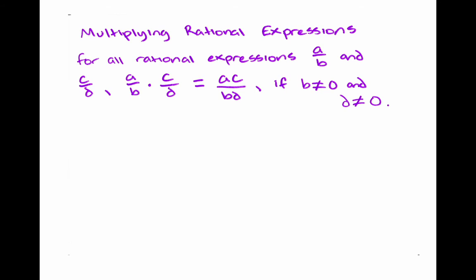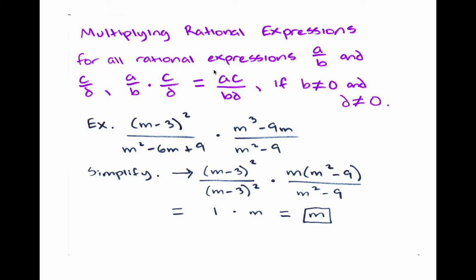So first I'm going to go over multiplying rational expressions. So for all rational expressions, a over b and c over d, a over b times c over d equals ac over bd if b does not equal 0 and d does not equal 0. So this is because we can never have 0 in our denominators, right? So now I'm going to go over an example.